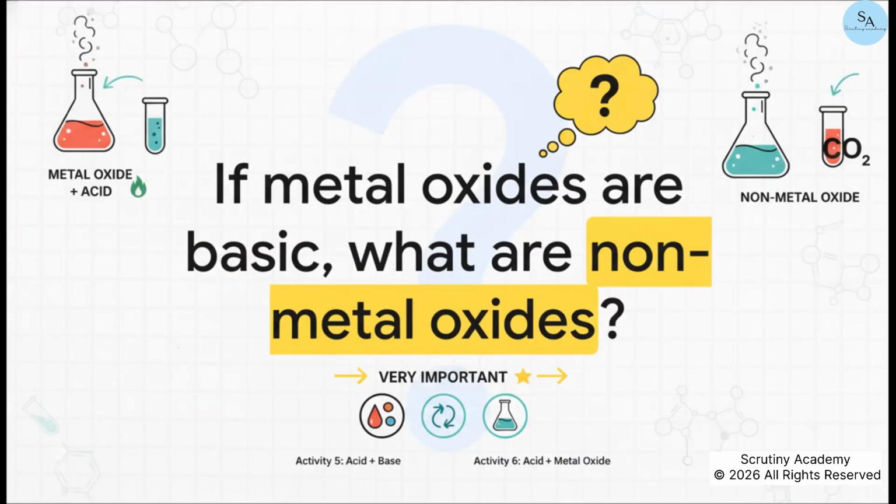Okay, so I'll leave you with a little brain teaser to think about. We've just proved that metal oxides are basic, so what about their opposites? What do you think the nature of nonmetal oxides, something like carbon dioxide, would be?